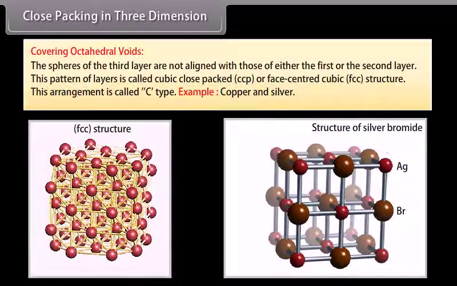2. Covering octahedral voids. The spheres of the third layer are not aligned with those of either the first or the second layer. This pattern of layers is called cubic close-packed (CCP) or face-centered cubic (FCC) structure. This arrangement is called C-type. Example: copper and silver.